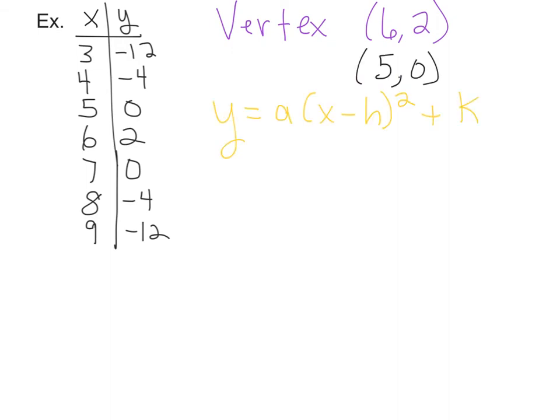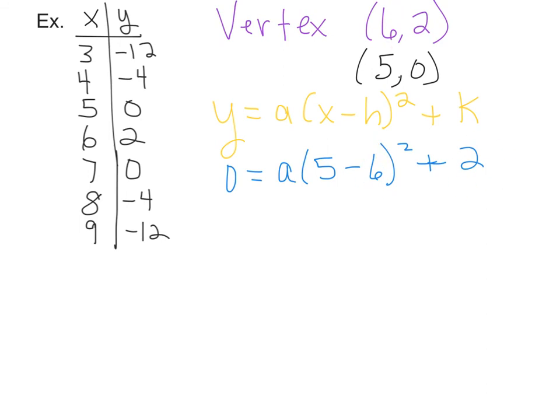So again, I don't know what my a is, but I'm going to start plugging in. I've got my vertex, which is my h and k, and I have a point for my x and my y. So as you can see, I have a 0 for my y because that's coming from here. a, again, I'm solving for. I have an x, which is 5. I have a 6 for my h, and I have a 2 for my k.